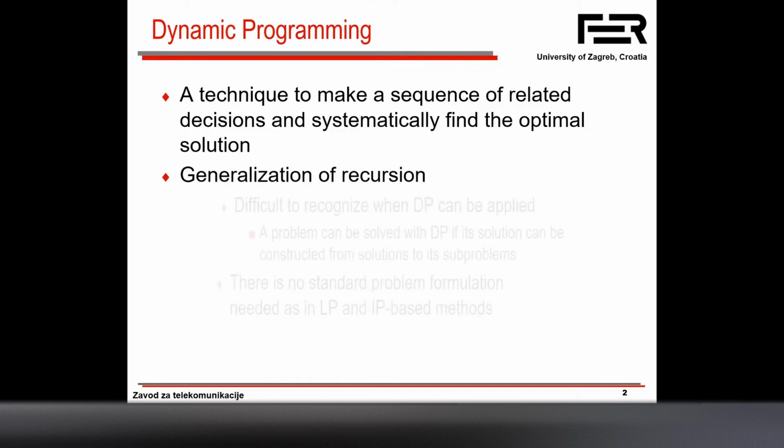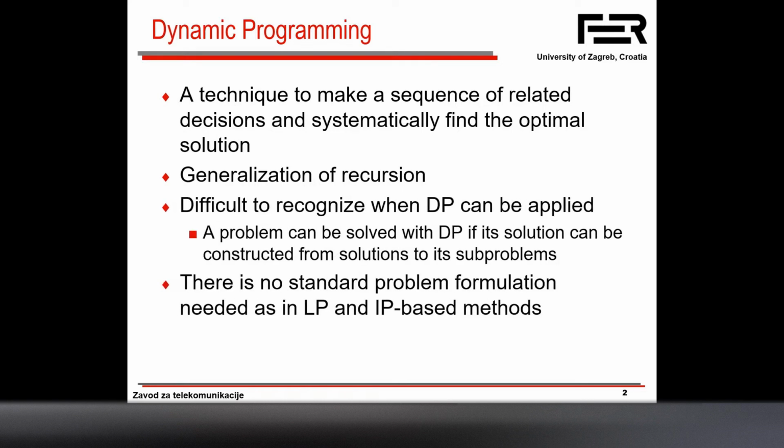This is a generalization of recursion. As I said, we'll go through some examples. Sometimes it's difficult to recognize when dynamic programming can be applied. What we have to be able to do is define what a subproblem would be. The subproblem also has to be of the same type as the overall problem. And the idea is that we construct these subproblems which are independent.